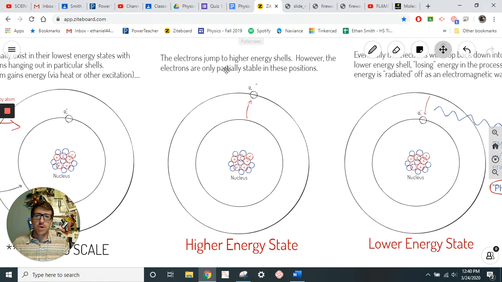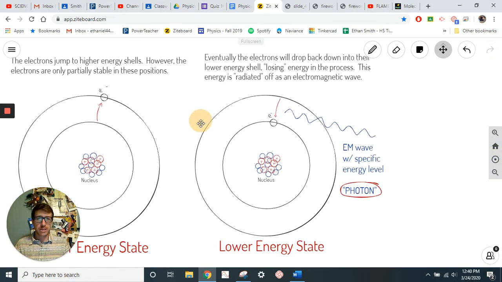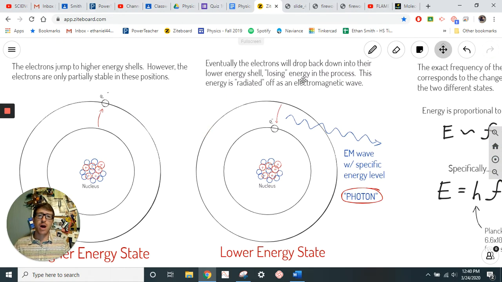Now, one thing of note is that it's not always just one electron, it's multiple electrons in an atom that are doing this, depending on the amount of energy that flowed in, right? The electron is not particularly happy up here. It's not totally stable. It's only partially stable in this position. It can't really stay there for that long. So what's going to happen is that eventually the electron is going to drop back down to its lower energy shell, and it's going to lose that energy in the process.